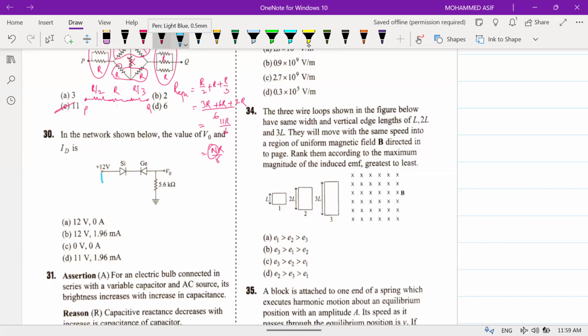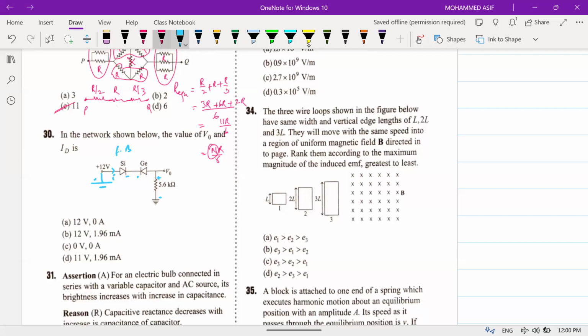See, this is positive, meaning this is connected to the positive terminal, and this is connected to the negative terminal. That means there is a flow of current like this. So silicon will be forward biased, isn't it? Then if I take the germanium, this is the negative terminal, beta, and this will be your positive terminal. If there is a flow of current in this one, that means this will be positive and this will be negative. Clear?